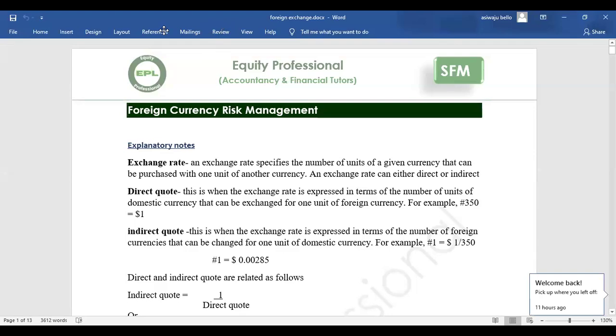On the class tonight, I should have all the students together. Of course, the regular online students and the physical class students joining the class tonight. We have explained the concept of currency hedging. We explained what is exchange rate, direct quote, indirect quote.